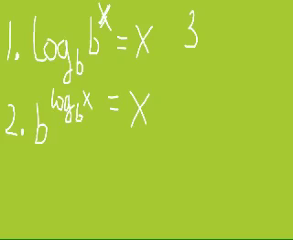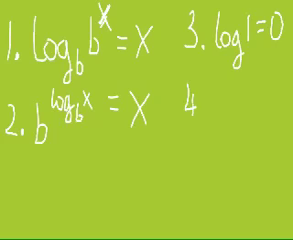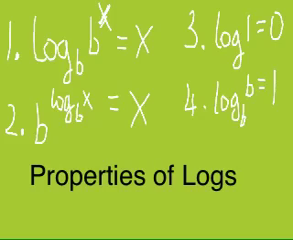There are some other properties. As we've seen, the log of 1, and it doesn't matter what base you're talking about, is always going to be 0. And another property is the log base b of b. Well, remember in this case there's no x, so we can assume x is 1. So the log base b of b is just going to be 1. So those are some properties of logs that are good to know.